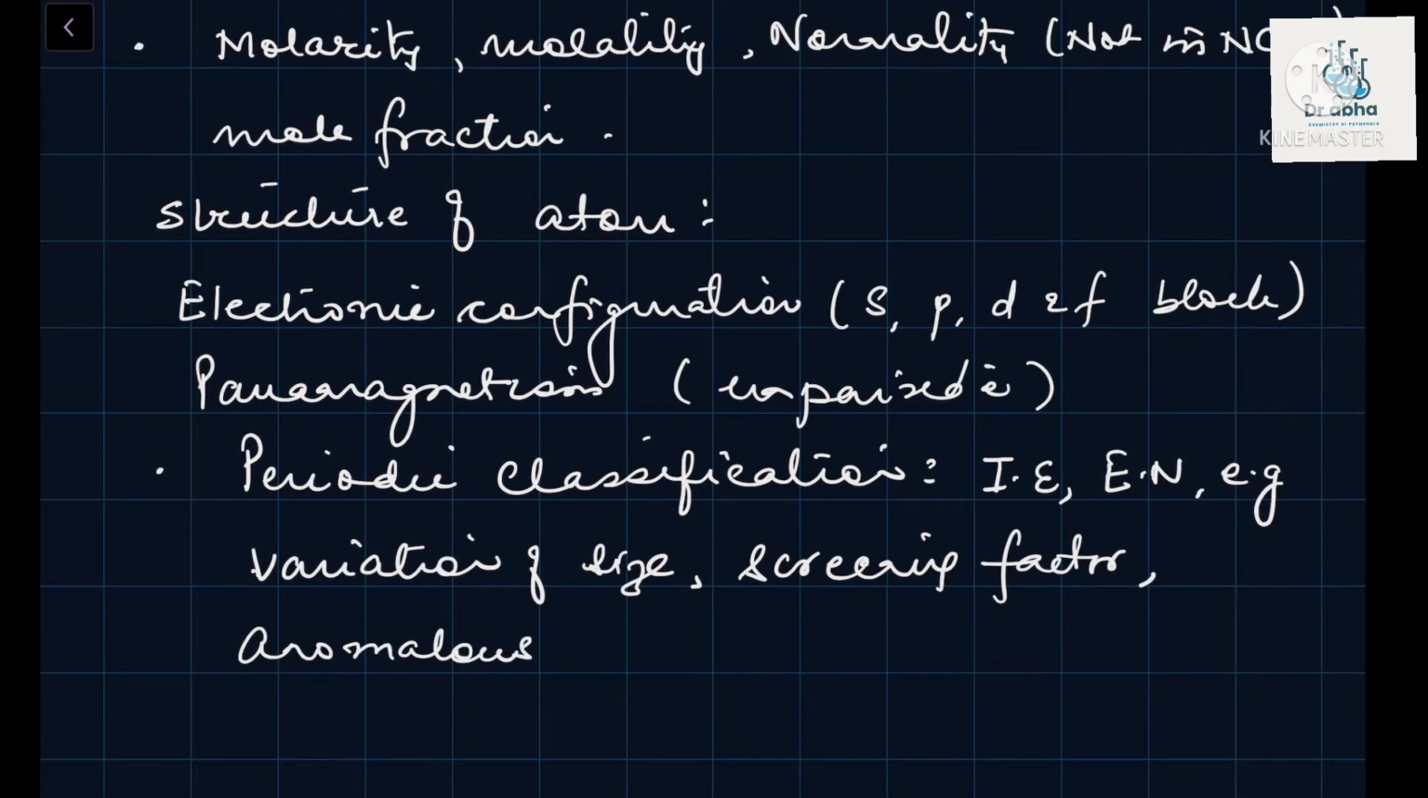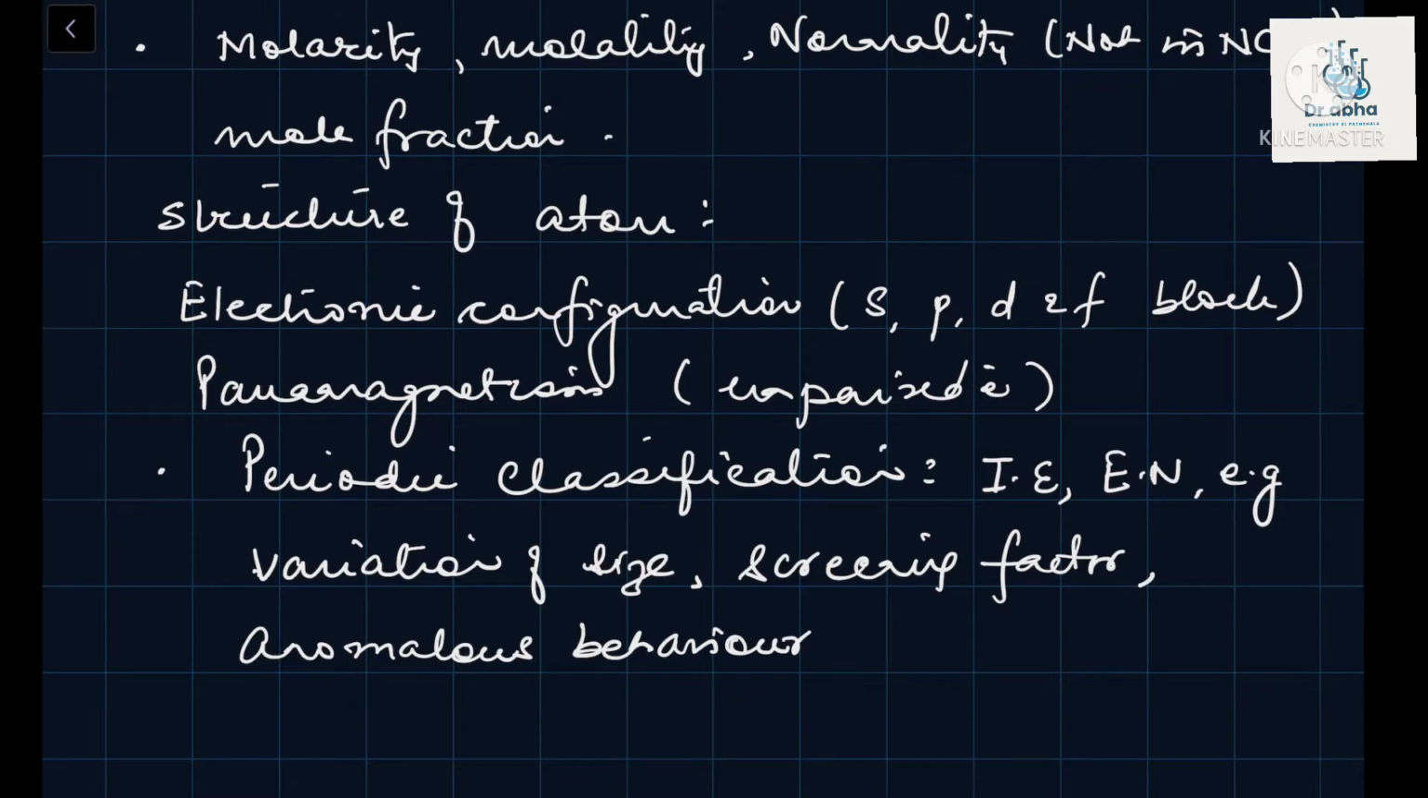Second period elements, they behave slightly different than the family members. What is that anomalous behavior and what is the reason behind that anomalous behavior, that you should know.